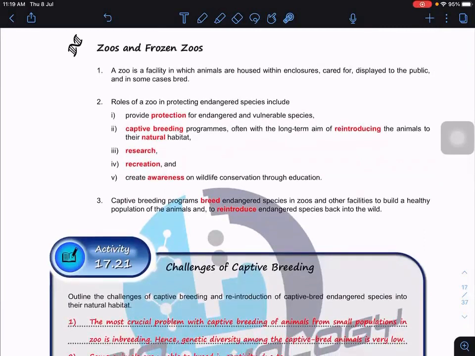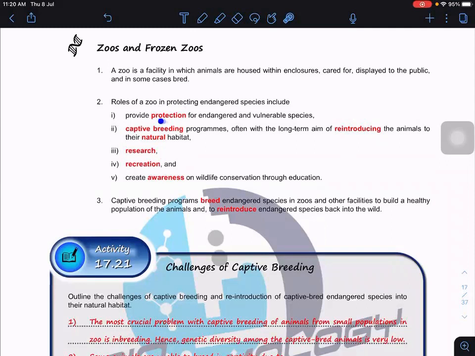Okay, we start with the zoo and the frozen zoo because these are the things that questions are always asked about, the role of the zoo in terms of conservation. So basically, what is the role of the zoo? In this case, they provide protection for endangered and vulnerable species. And not only protection, because we move them from the wild habitat where they have predators and face hunting by humans. So we bring them into this facility, but the number is still low, right?